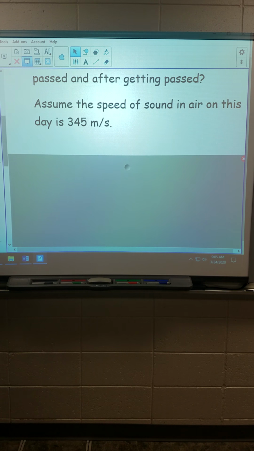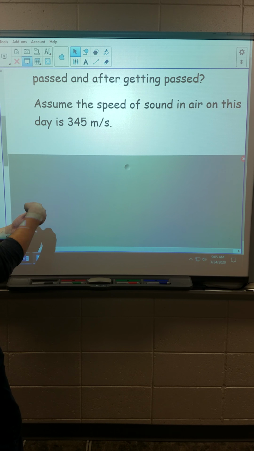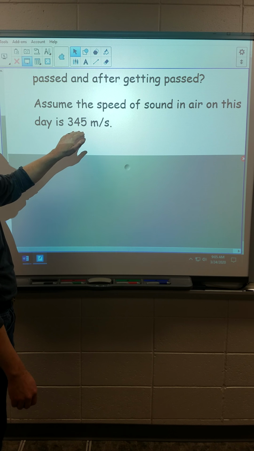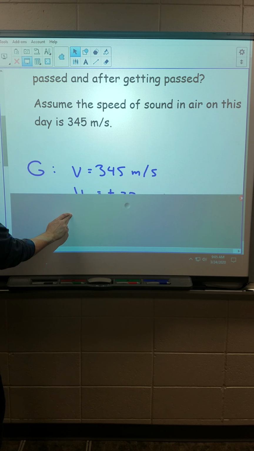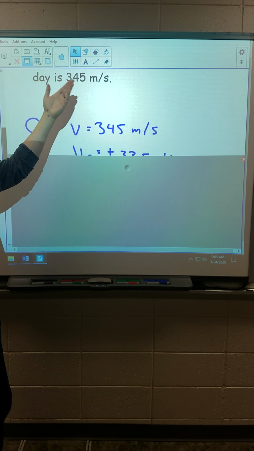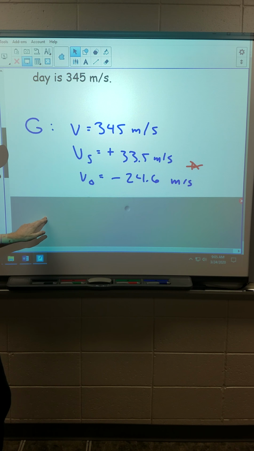Let's assume the speed of sound in the air this day is 345 meters per second. So it's warmer than 0 degrees Celsius, because at 0 degrees Celsius, the speed would be 331 meters per second. It's normally taken as a given that on a normal day at classroom temperature, it's about 343 or so. So here are our givens.